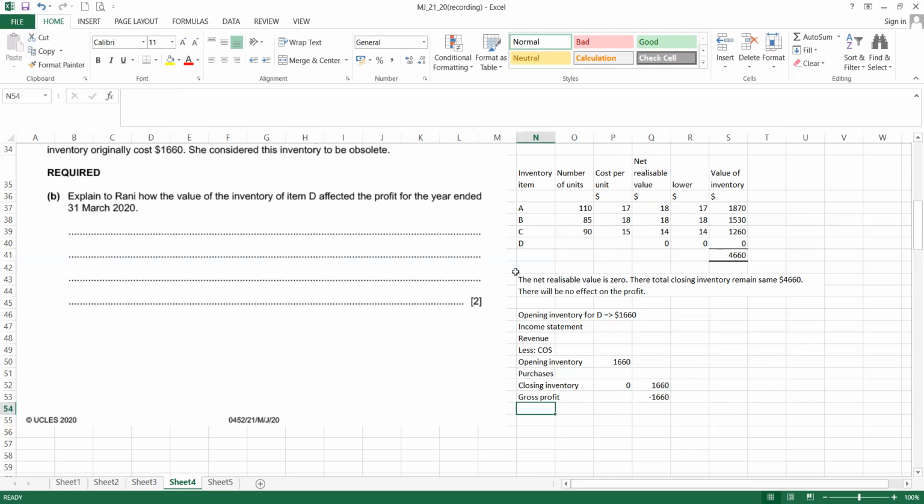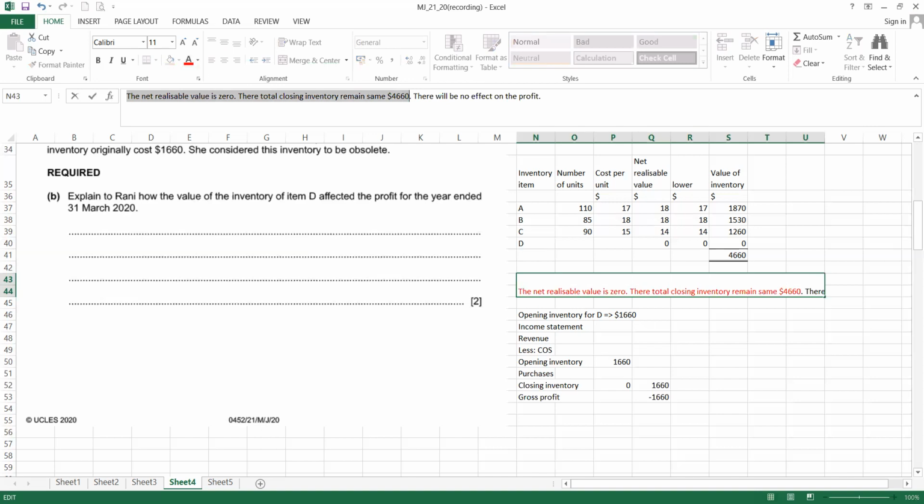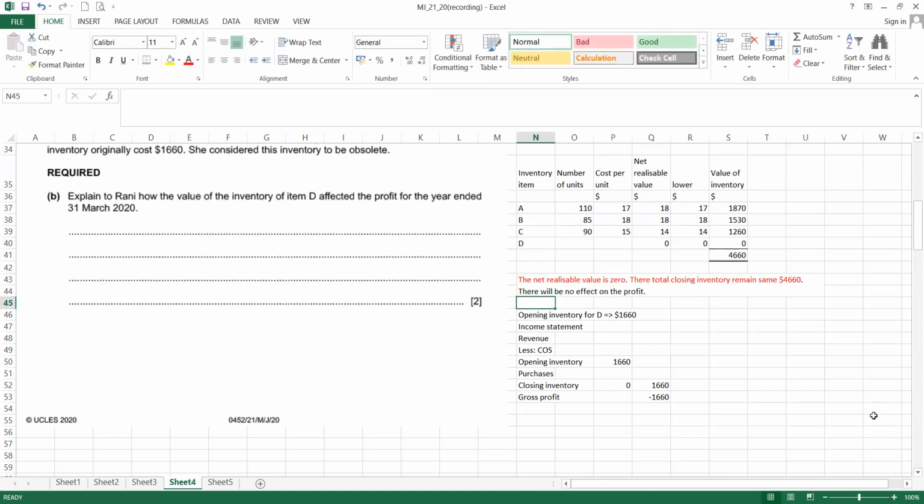So by right, this answer, yes, I agree that the closing inventory still remains the same. But come to the profit. The question is saying the profit. So let's assume that this one, less expenses, and then profit. If we see the equation here, by right, this amount caused the decrease on the profit.